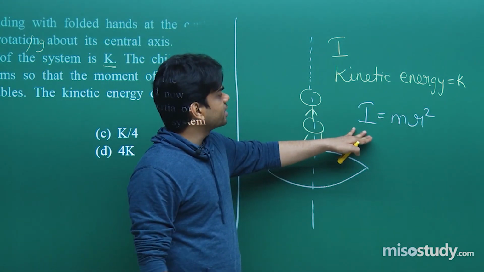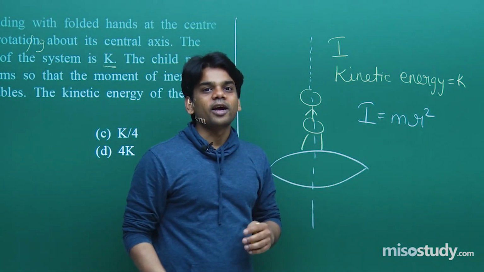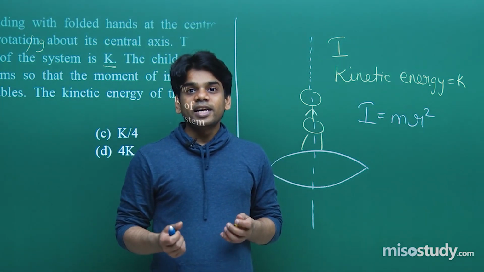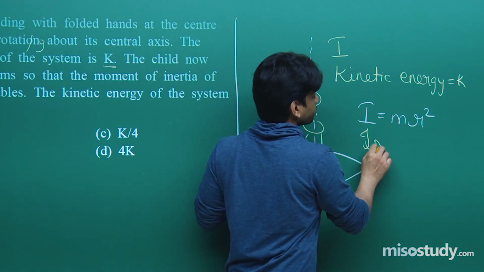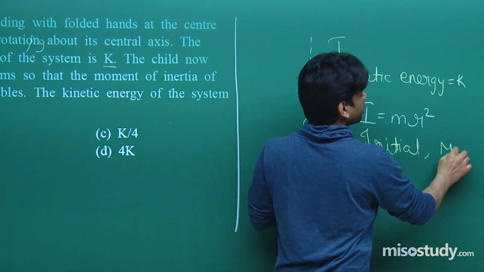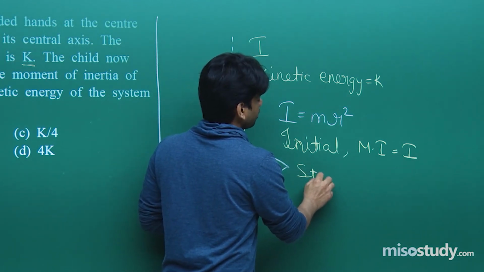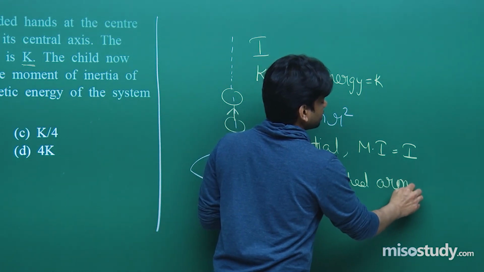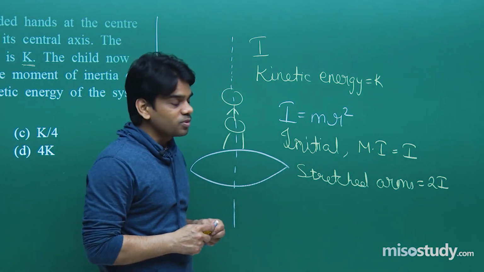And you know why I have written this? Because we have to add each of the point masses and then give the moment of inertia accordingly for this system. Now it says that the moment of inertia doubles. Initially, with hands folded, the moment of inertia is equal to I. On stretching arms, that is with stretched arms, the moment of inertia is 2I. This is what has been given in the problem statement.